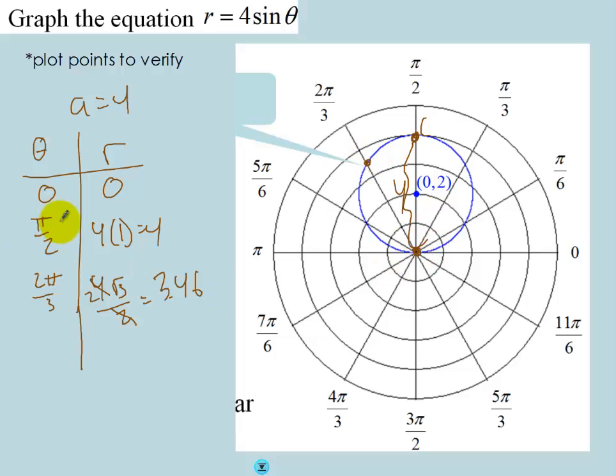If you want to plot these, you can take a few of the thetas that you can figure out. You might need a calculator to calculate some of that, and you can actually graph these shapes.